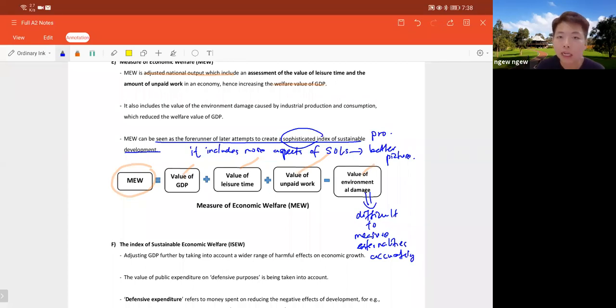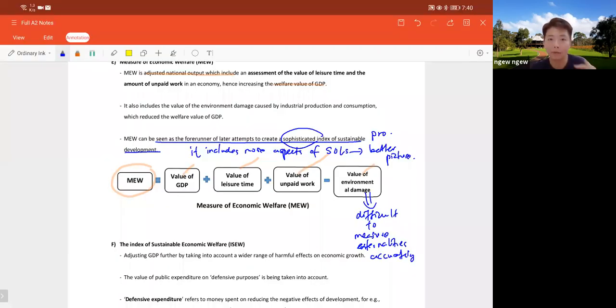And talk about the value of leisure time, it is also very difficult to capture. So is it like you need to conduct a survey, or maybe you need to find a proper way to jot down how much leisure time people are averagely enjoying or whatever. So therefore, although MEW seems a better indicator than GDP, more ideal, how are you going to capture this kind of statistic? And without this aspect, GDP itself is already subjected to data inaccuracy. So what about this thing? So that's the case, okay?